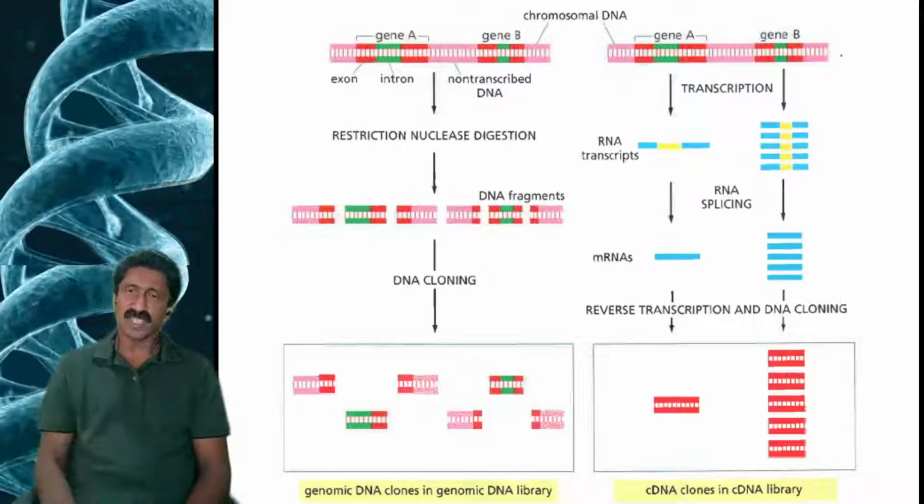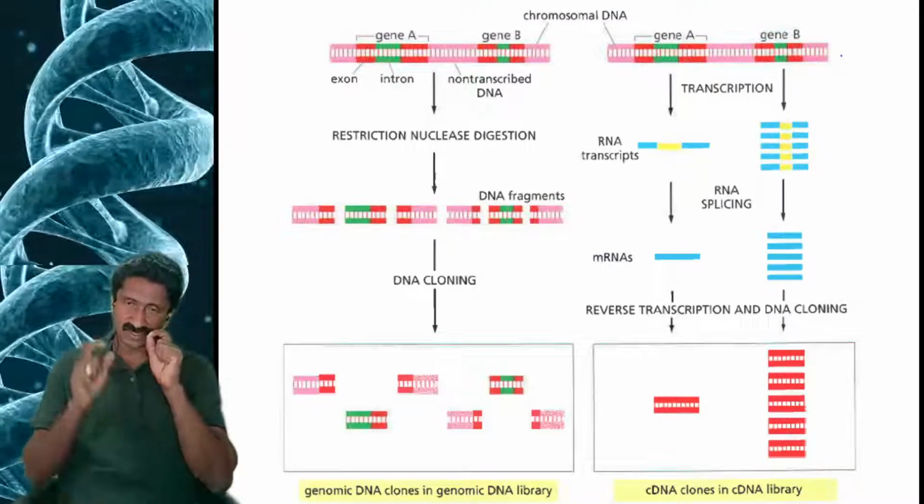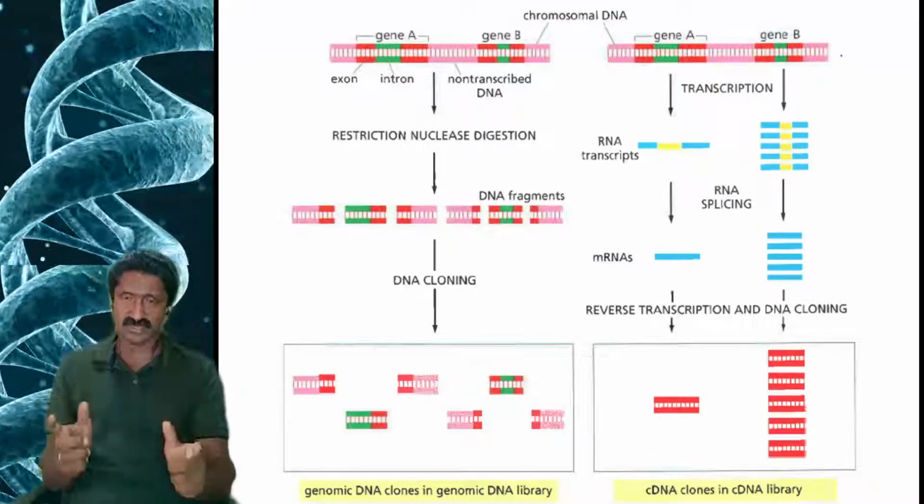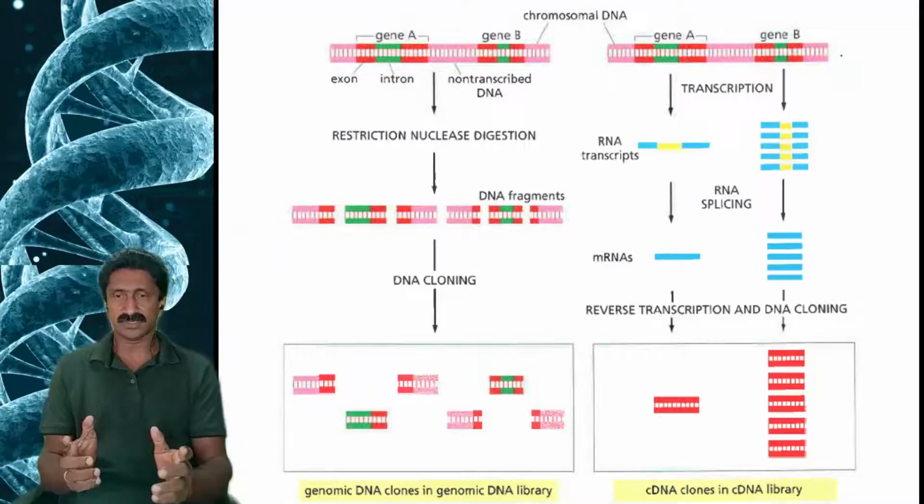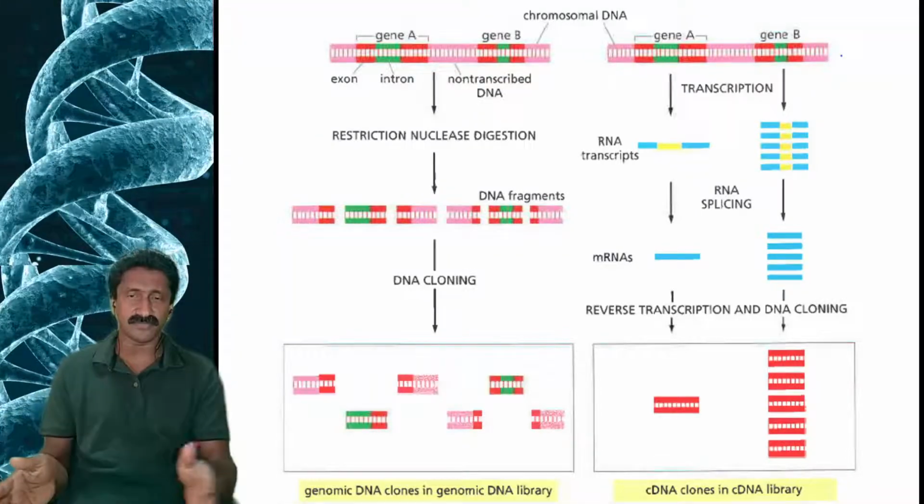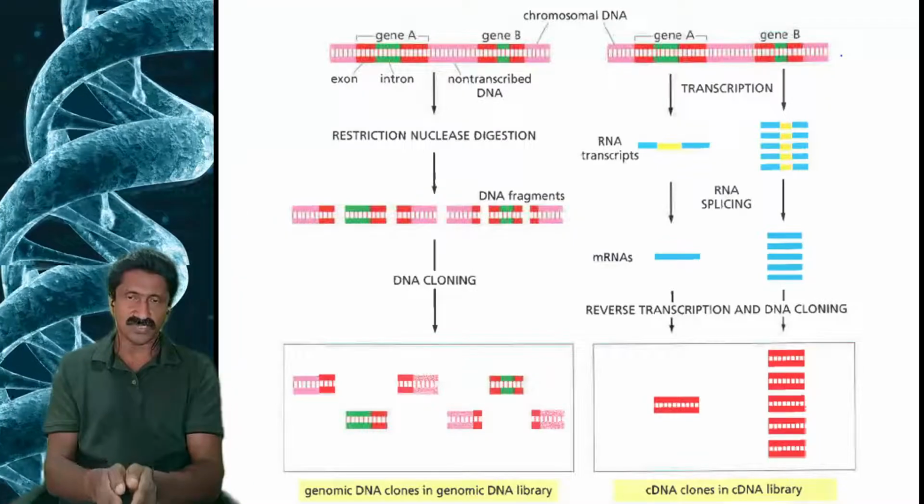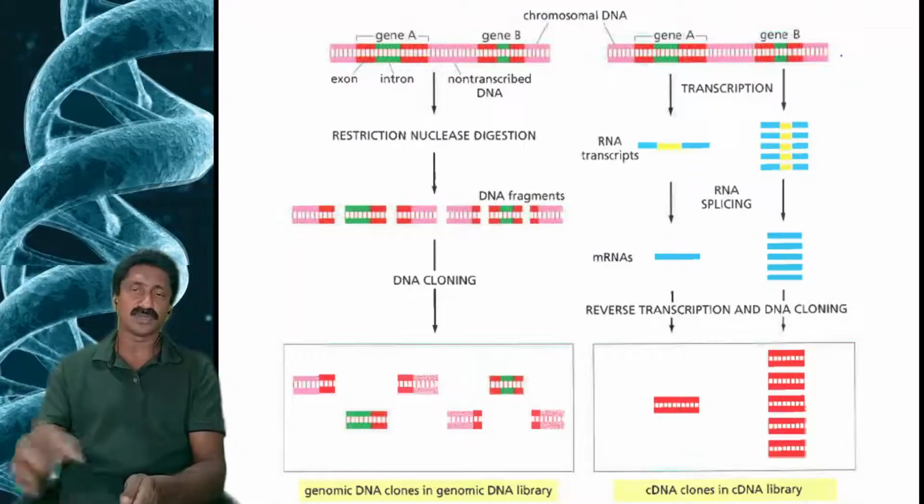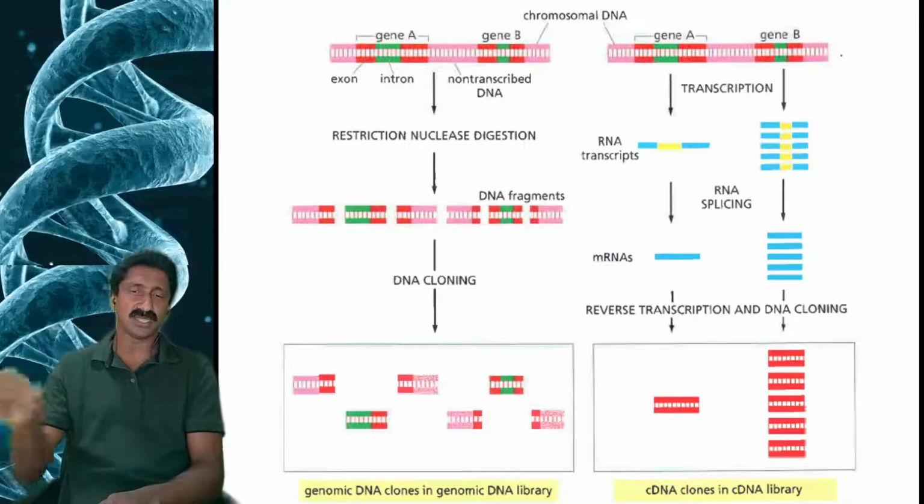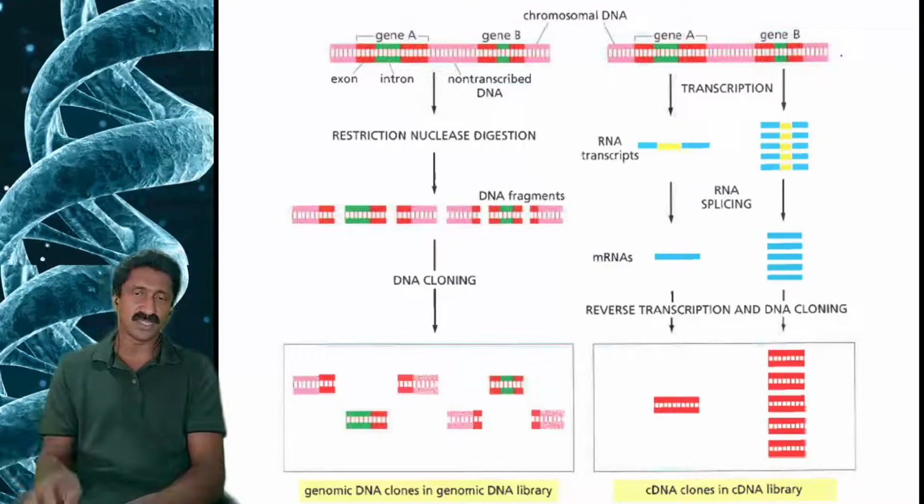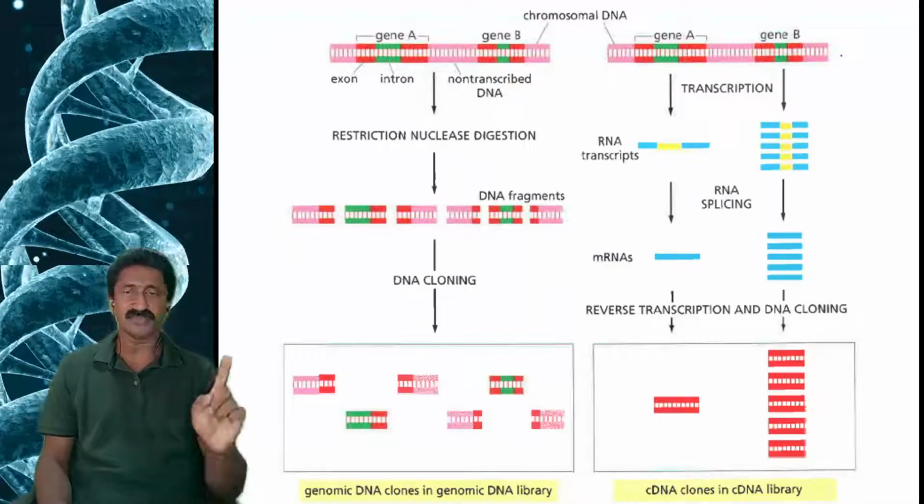a vector, and the collection of the entire clones carries all the fragments. If it is 1,000 fragments that you have created, you require 1,000 members in the library, or 1,000 vectors in the library, which carries each and every fragment.